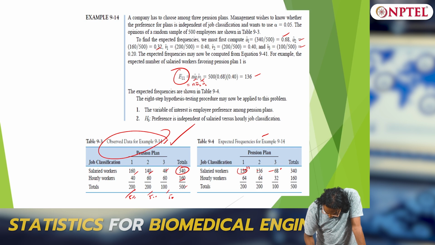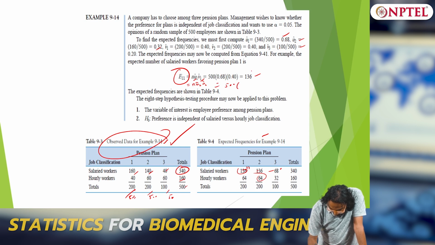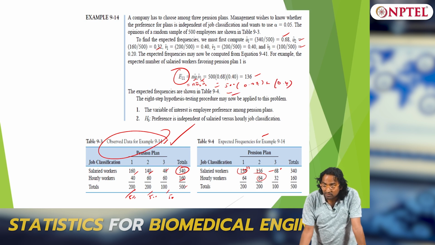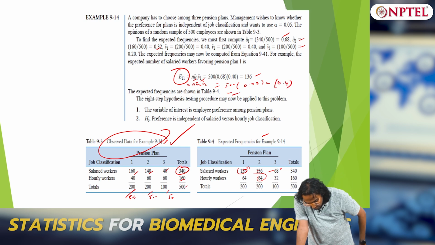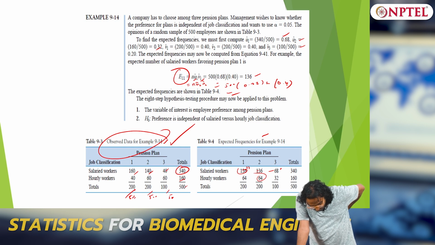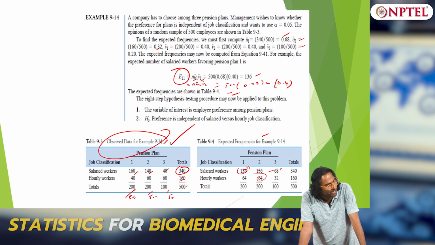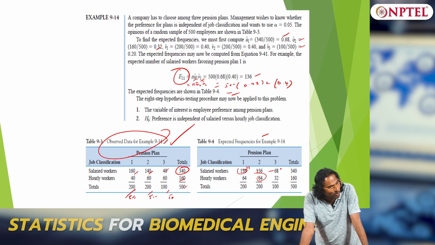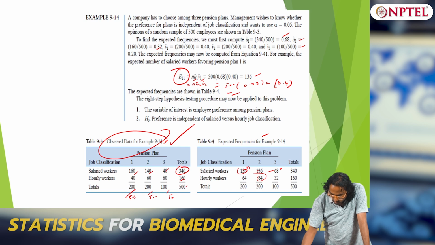2 comma 2 is here; this is not a diagonal matrix. For 2 comma 2, what is the answer? 500 into u2 hat, which is 0.32, into v2 hat, which is 0.4. So 200 into 0.32, that is what I have, which is roughly 200 by 3, one third of 200, which is like 64.